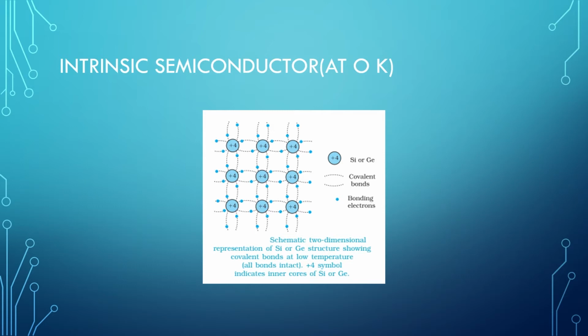Now, what do we mean by this? It means that there are no free electrons available for conduction. And that is the reason the intrinsic semiconductor acts as an insulator at 0 Kelvin. However, the situation is different at room temperature.